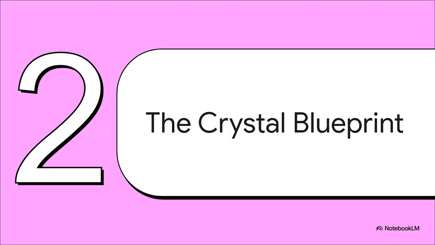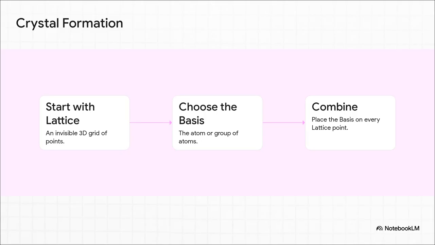Okay, so for the rest of our time here, we're going to focus on those amazing, perfectly ordered crystalline solids. You gotta wonder, right? How does nature build something so precise? Well, turns out it follows a pretty simple blueprint. It's really just a three-step recipe. Step one, imagine this invisible 3D grid of points just floating in space. That's what we call the lattice.